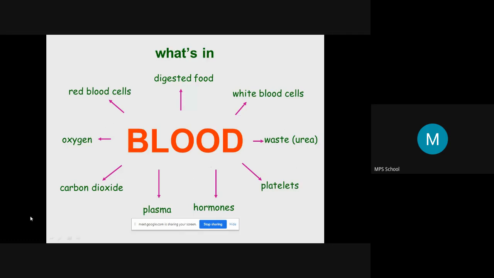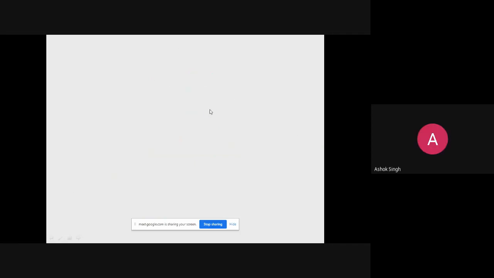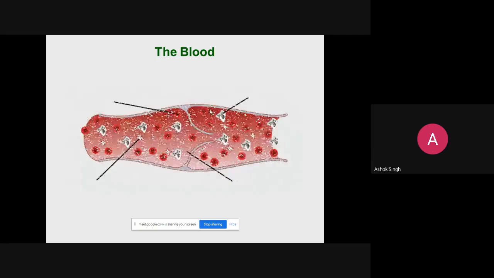So these many things will be carried in our blood, which means the transport mechanism will not only provide the energy, it will also remove the waste from our body. Okay, so we have RBC, WBC, platelets, carbon dioxide, plasma, hormones, digested food, oxygen, and waste. These are the things present in our blood. So this looks like blood.